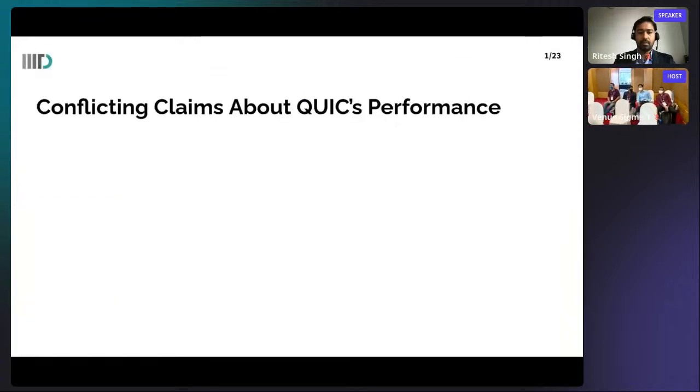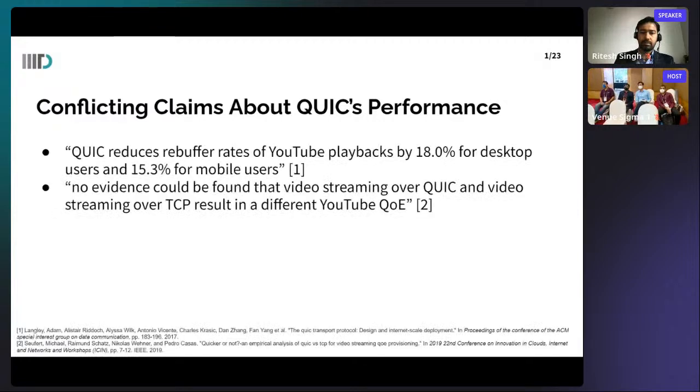Let's first understand why there is a need for doing this measurement study. There are certain conflicting claims about QUIC's performance. For example, in the year 2017, a paper got published in ACM SIGCOMM which says that QUIC reduces the rebuffer rate of YouTube playbacks by 18% for the desktop users and 15.3% for the mobile users. Another paper got published in 2019 in ICIN which says that no evidence could be found that video streaming over QUIC and video streaming over TCP result in a different YouTube quality of experience.